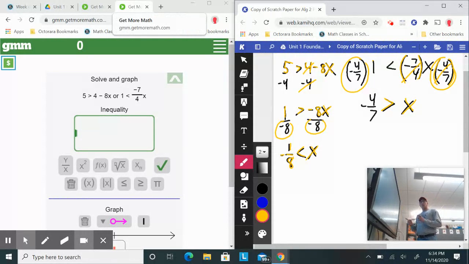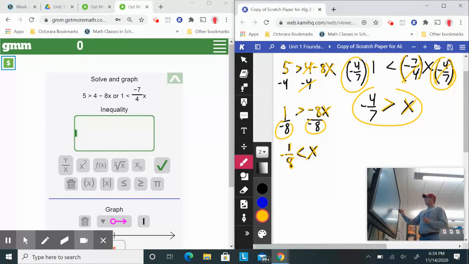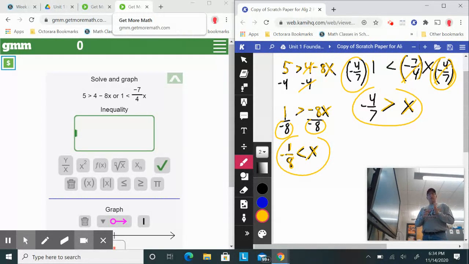Now these are the two parts I need to write as the inequality. And since it's an or, I must write each one and put an or in between. So I'll type that in now.